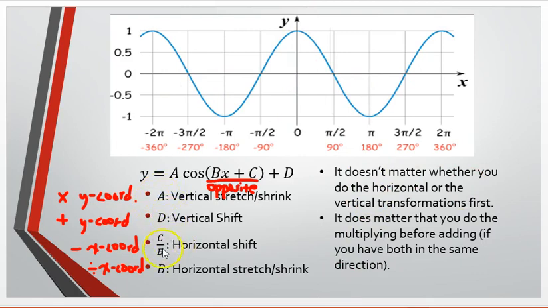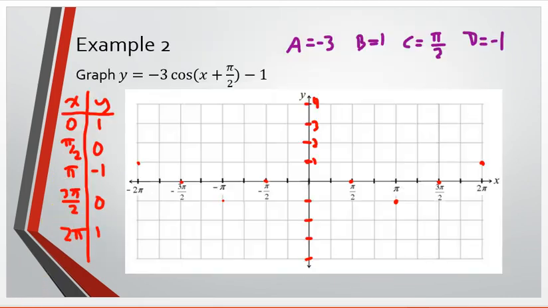So you can do the c over b and the b values before you do the a and d ones if you want. But make sure if you have both a multiplication and an addition for the vertical direction, for example, make sure you do the multiplying before the adding. So I've already set up the normal shape of cosine by using the ordered pairs that I gave you in the table in the last slide.